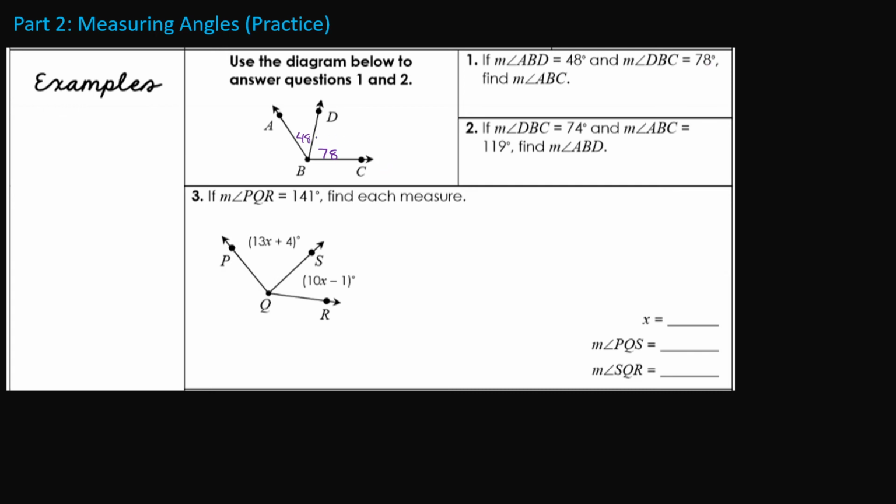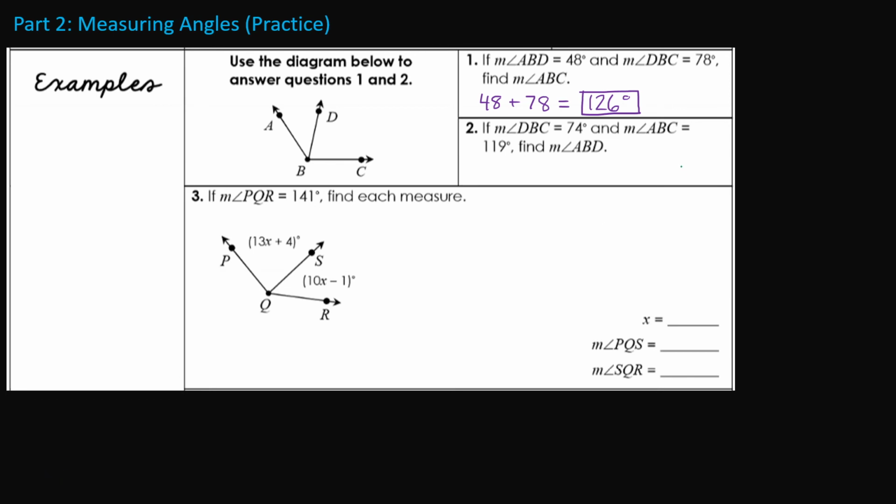So again, part plus part equals whole. All we need to do is add up the 48 degree angle and the 78 degree angle to find angle ABC. So 48 plus 78 is 126 degrees, like so. Let me try to erase here. There we go. And let's look at number 2.